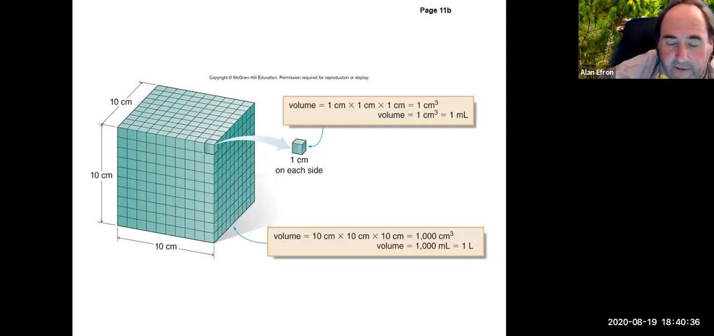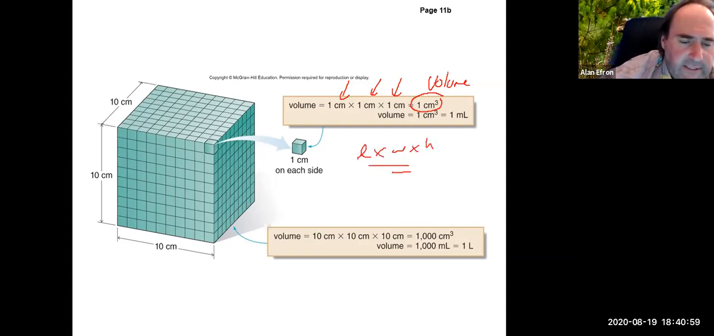And again, each of those individually here are a length measurement. But when we multiply them all together, it then becomes a volume measurement. And same thing here, 1,000 milliliters, 1,000 cubic centimeters, and so forth. Again, taking our length times our width times our height.